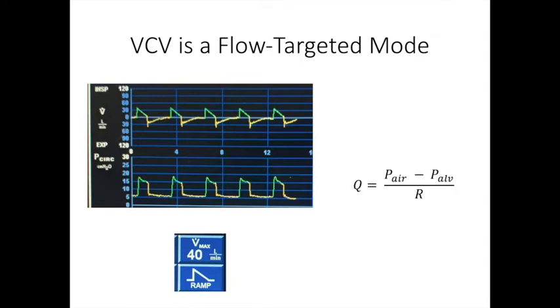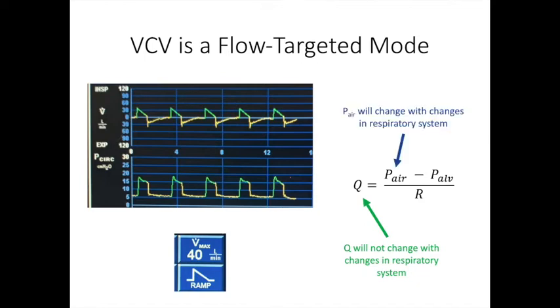Here is the equation for flow. Flow will not change with changes in the respiratory system. So if the resistance goes up, or there are changes in compliance, or there are respiratory efforts altering alveolar pressure, the flow will never change. We have set it, and the ventilator follows those instructions. However, if there are changes in the respiratory system, whether it be resistance or compliance or changes in respiratory effort by the patient, the airway pressure will change.